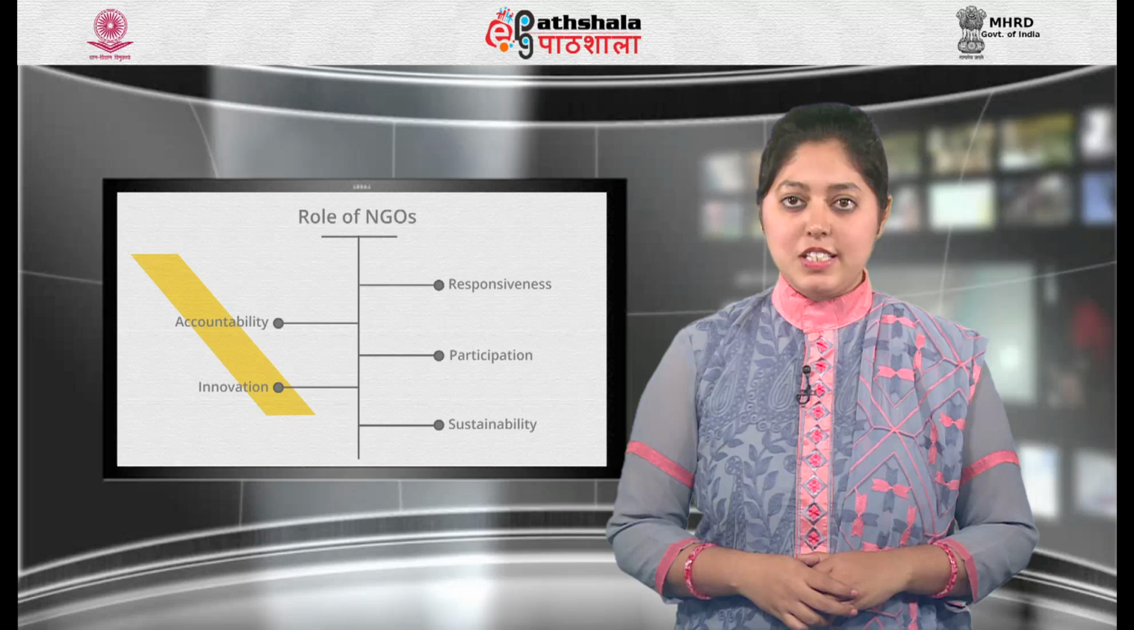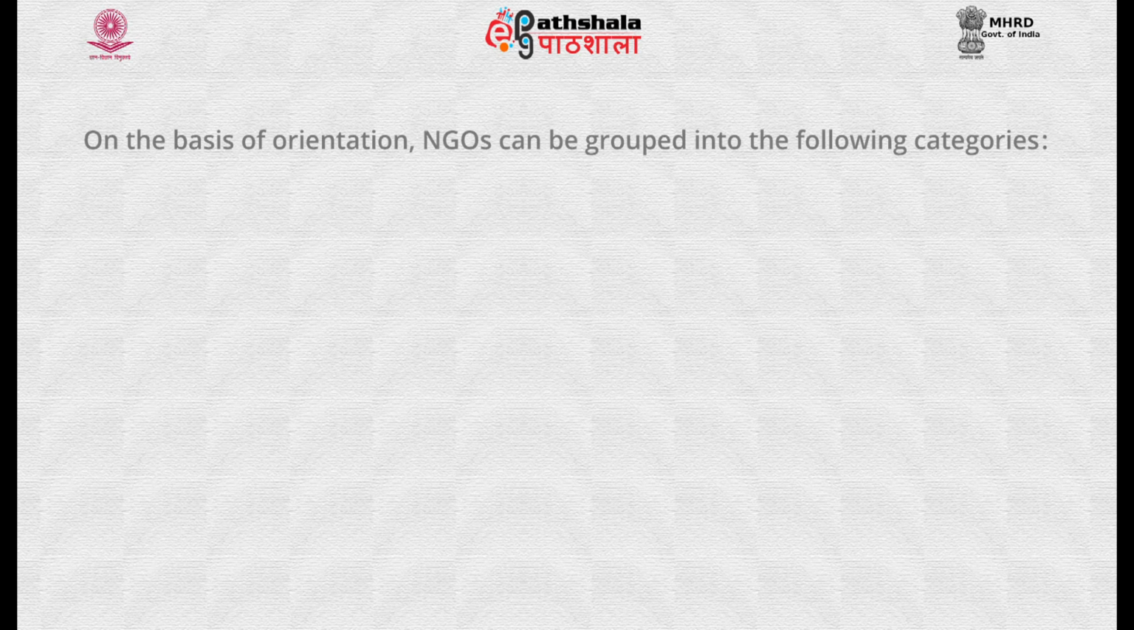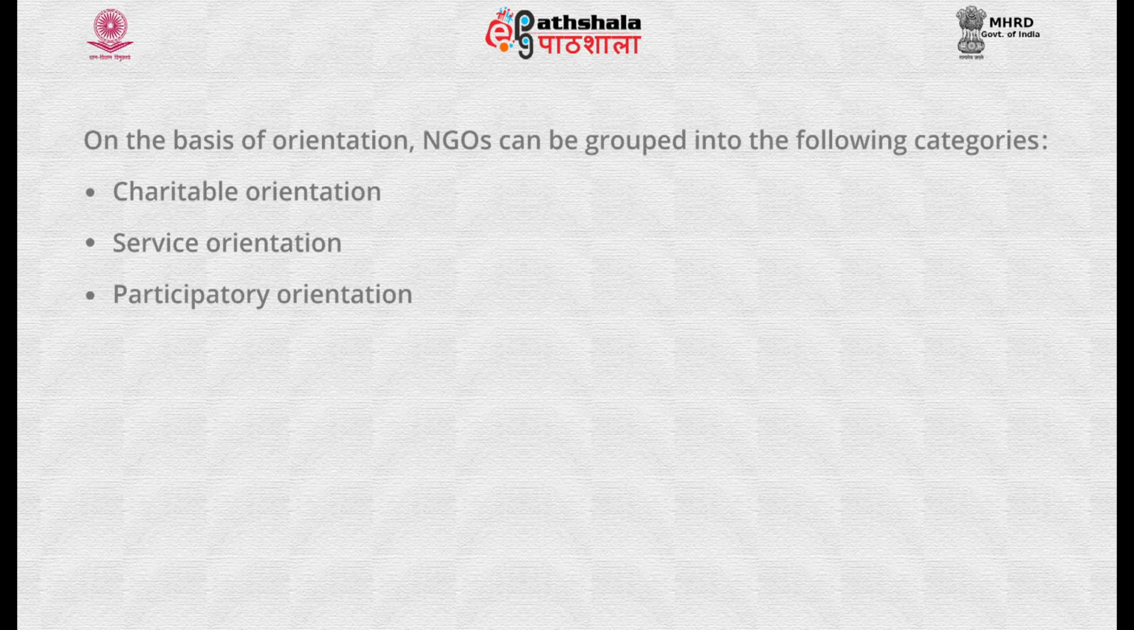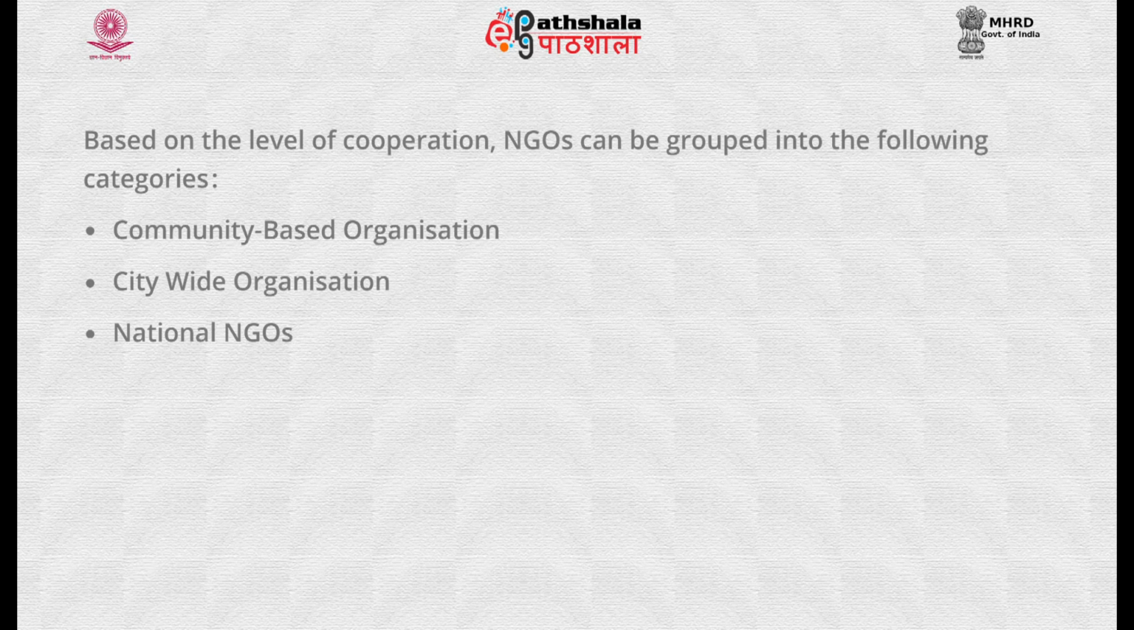Next, we will discuss the different types of NGOs. NGOs can be classified into various types based on different factors like orientation or level of cooperation. First, on the basis of orientation, NGOs can be grouped into charitable orientation, service orientation, participatory orientation and empowering orientation. Secondly, we can classify the NGOs by the level of cooperation, and these can be grouped into community-based organization, city-based organization, national NGOs and international NGOs.